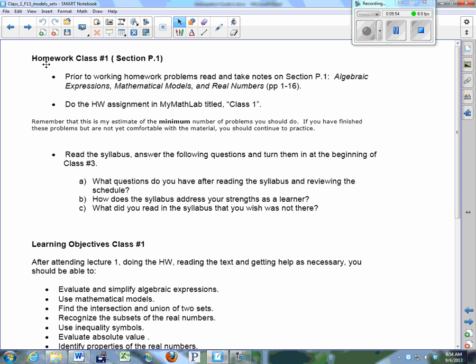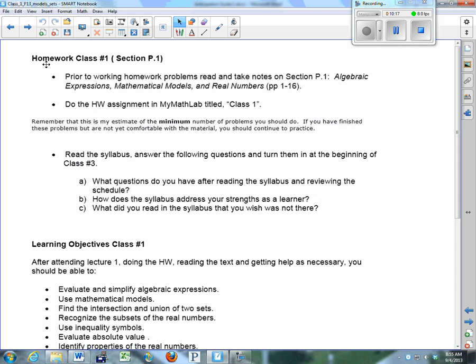So the very first thing you see is, prior to working homework problems, read and take notes on Section P1, algebraic expressions, mathematical models, and real numbers. Now, I didn't intend to do this today. I didn't intend to do anything about numbers. I was hoping that you would do that, okay? But given that I started off with the anticipation guide, it was kind of a nice way to start.